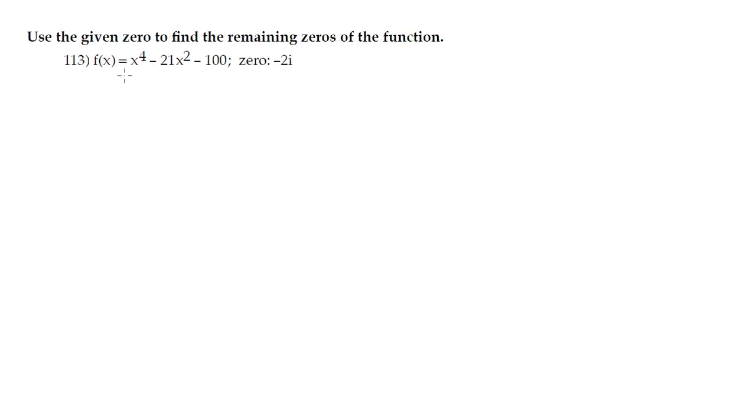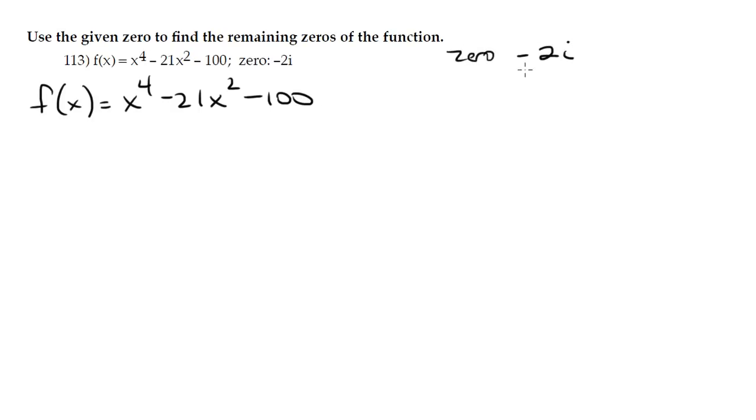Okay, use the given zero to find the remaining zeros of the function. So if I know one zero is negative 2i, this is a complex zero. I know they occur in conjugate pairs, so if negative 2i is a zero, then positive 2i has to be another zero.